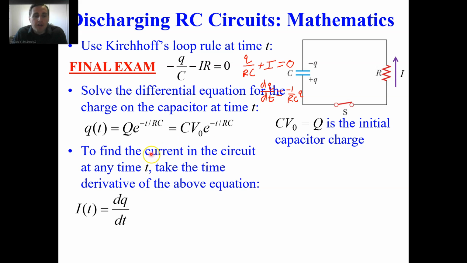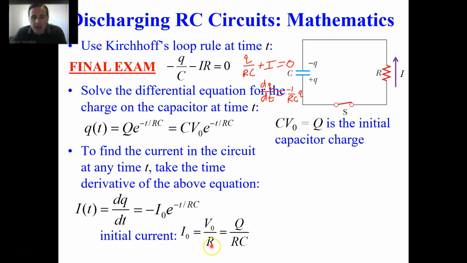Okay, if you want the current, you can take the time derivative of this equation. So you get CV0 times negative 1 over RC. The C's cancel. V0 over R is the maximum current. Notice the only reason we have a minus is that the minus suggests that the current is in the opposite direction of what it was before. The current in this circuit diagram is counterclockwise as opposed to being clockwise, what it was when we were charging.